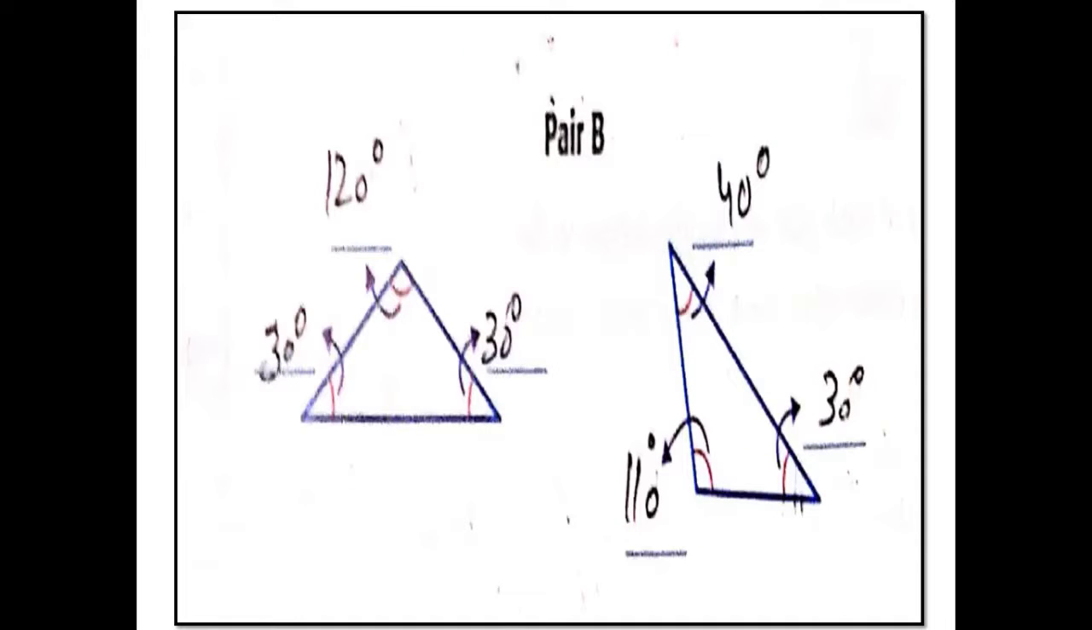Now come to pair B. There are also 2 triangles. First of all we will measure the first triangle. One angle is 120 degrees, the other angle is 30 degrees, and the third angle is also 30 degrees.